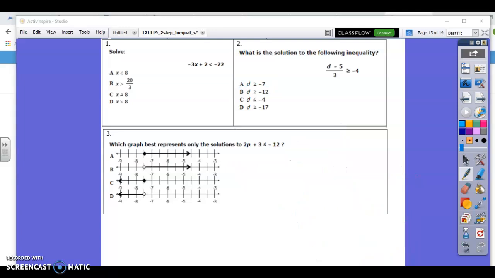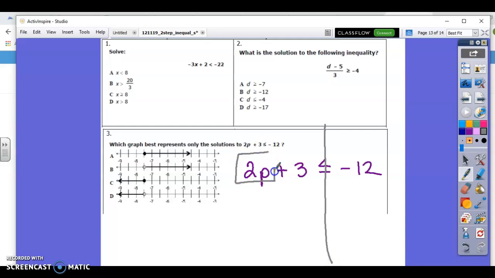All right, number 3. Which graph best represents only the solutions to the problem 2p plus 3 is less than or equal to negative 12? So you go ahead and separate your inequality, and we're going to leave this portion alone, the variable and what it's attached to. We need to get rid of a positive 3, so we subtract 3. Positive 3 minus 3 is 0, and we do the same thing to the other side. So now we're left with 2p is less than or equal to negative 15.